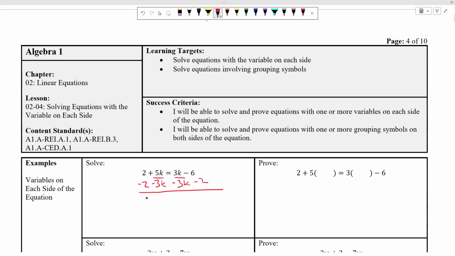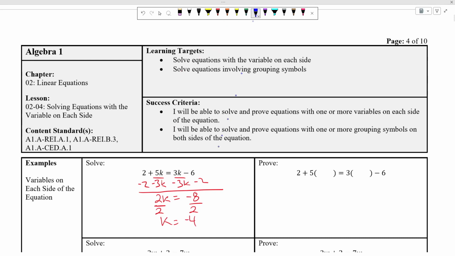So 2 minus 2 happens to be 0. 5 minus 3k happens to be 2k. These cancel and leave us with a 0. Minus 6 minus 2, that's minus 8. Okay, now this looks much better. I got one more step to do. Divide 2, divide 2, k equals -4.